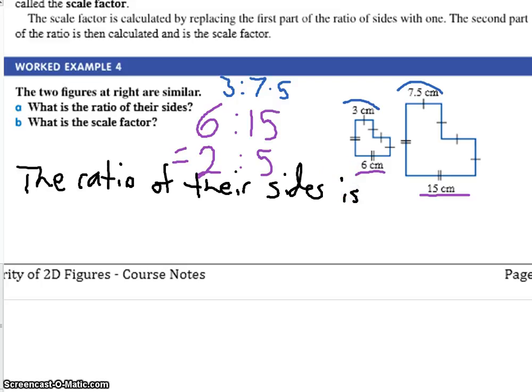Oh, actually, I got it. What's the ratio of their sides? Because you had too much sleep. 2 to 5. That's it. Too much sleep. Okay, that's question A done.